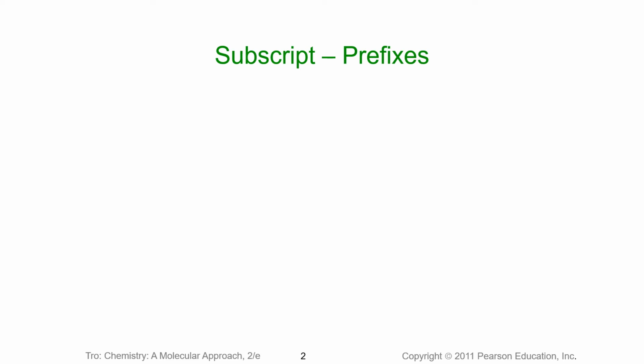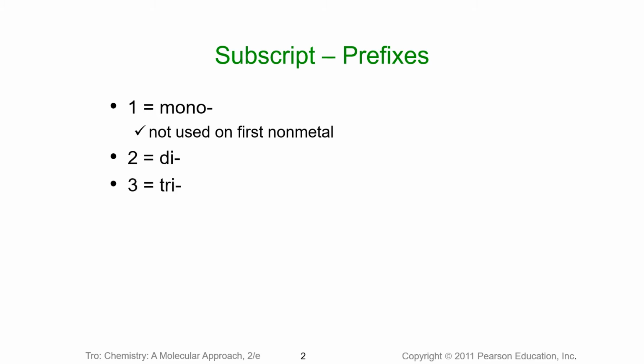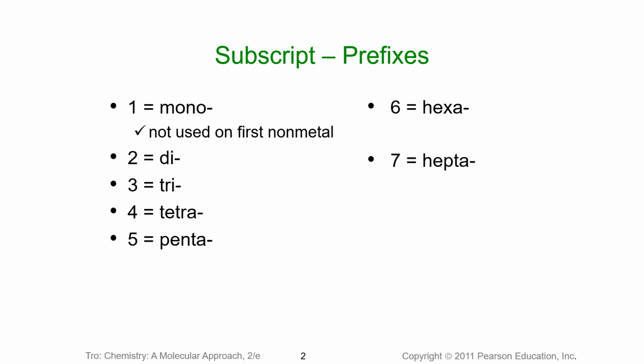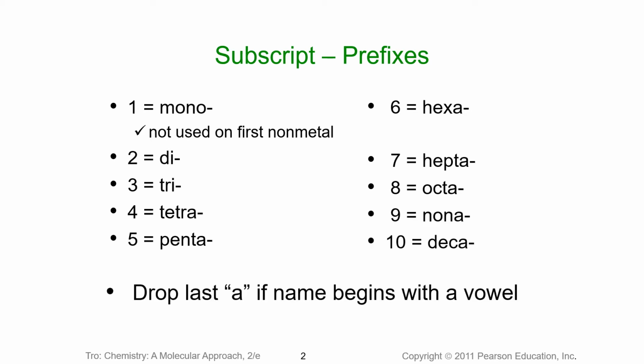The prefixes that we use for naming our molecular compounds are the same as what you would see for geometric shapes, and these are the same that we saw for our hydrated compounds. One is mono, 2 is di, 3 is tri, 4 is tetra, 5 is penta, 6 is hexa, 7 is hepta, 8 is octa, 9 is nona, 10 is deca. If our element begins with a vowel, we drop the last A in these prefixes.